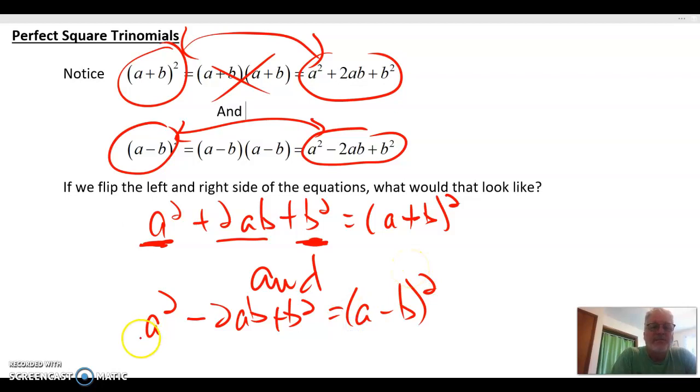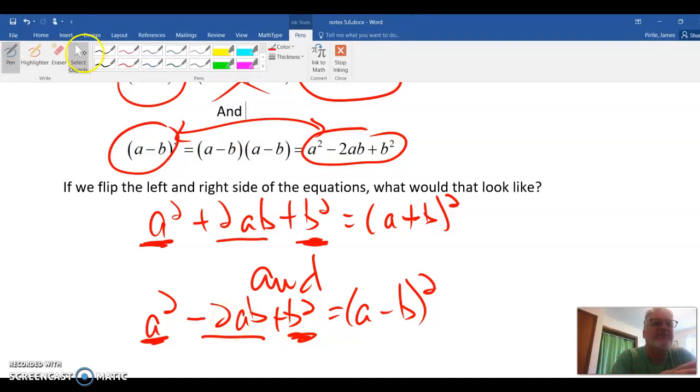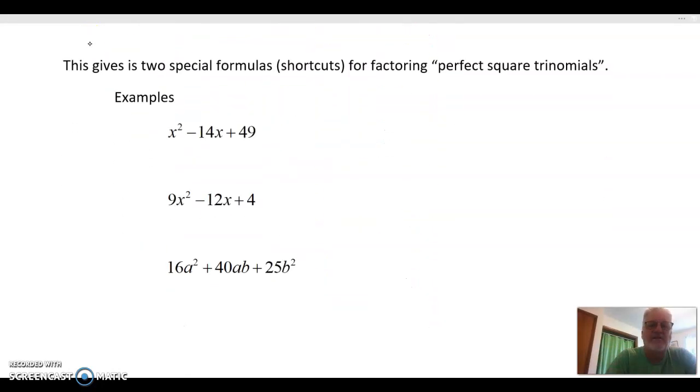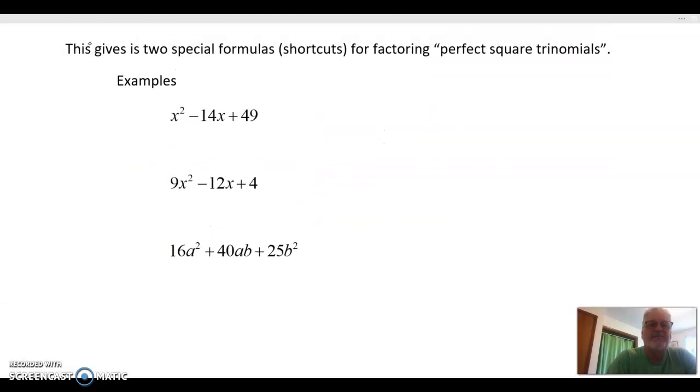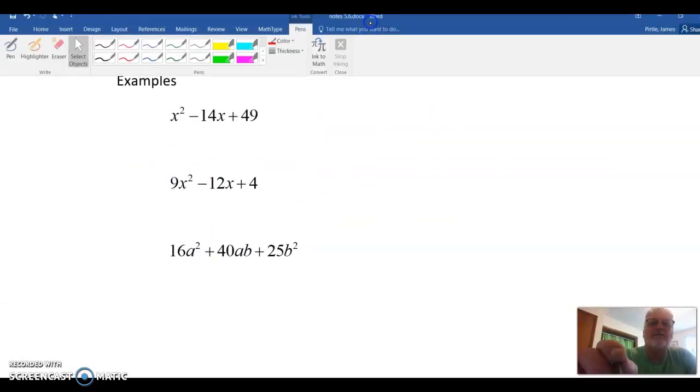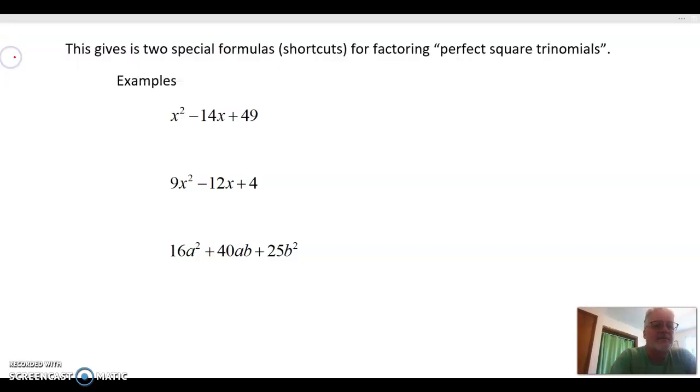Okay, so you see something squared here and something squared here, and this middle term is whatever was squared here and whatever was squared there doubled. Then it's a perfect square trinomial. Okay, so here are 3 quick examples. So this is x times x, and this is 7 times 7, and this one is x times 7 doubled. So that means this will factor into x minus 7 squared.